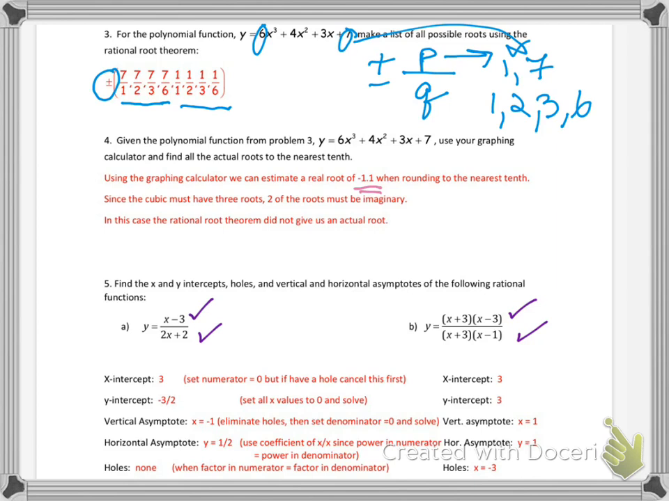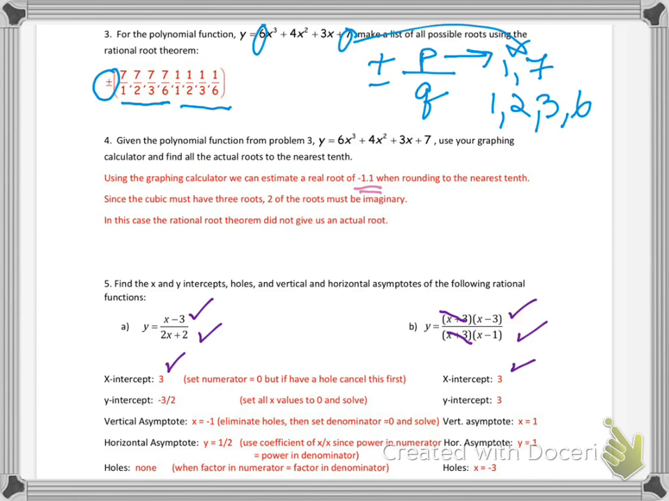Okay, so to get the x-intercept of either of these rational functions, you're going to set your numerator to 0. But if you have a hole, so where would we have a hole? Well, the hole shows up right here where those guys are exactly the same. So you've got to eliminate the hole first and then set your numerator equal to 0. Okay, so I end up getting the same value for both. Just a coincidence.